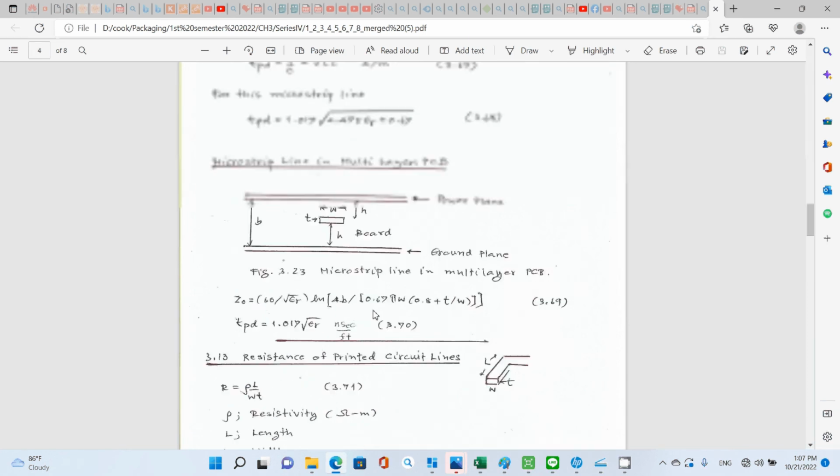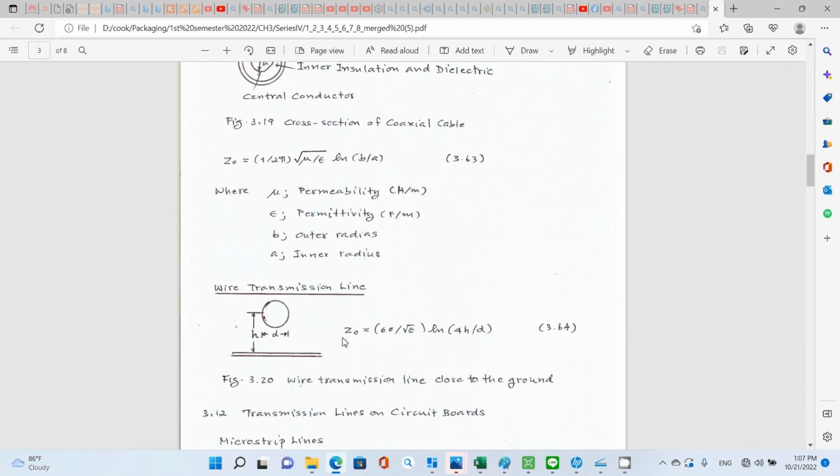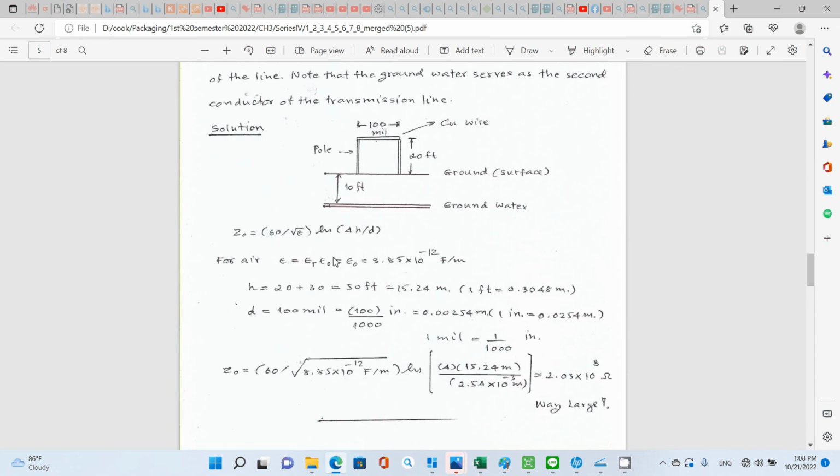You can apply this type of transmission line. This is your characteristic impedance. Okay, we just need to plug in numbers. What is your epsilon? In this case, we're talking about air. For air, epsilon equals epsilon r times epsilon 0, but epsilon r equals 1 for air or free space. And your epsilon 0 equals 8.85 times 10 to the negative 12 farad per meter.